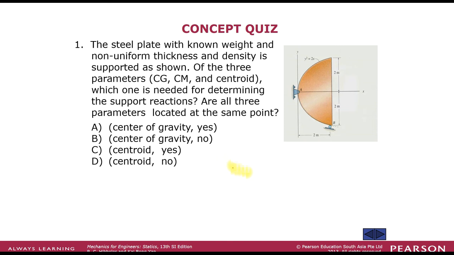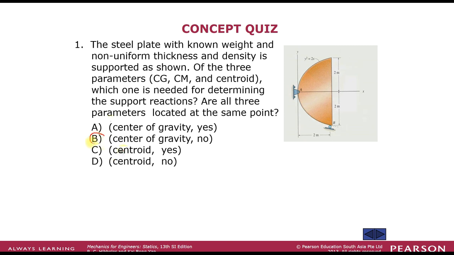So the question is, if you want to determine what kind of support reaction is needed on this steel plate, which of all three parameters is important: center of gravity, center of mass, or centroid? And are all three located at the same point? The answer is, we need the center of gravity. And this is important.